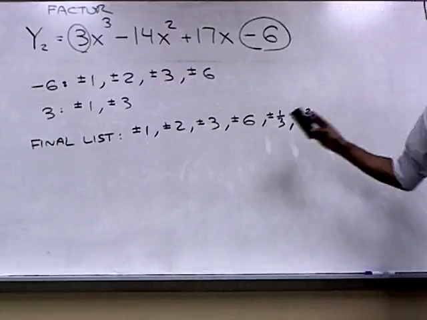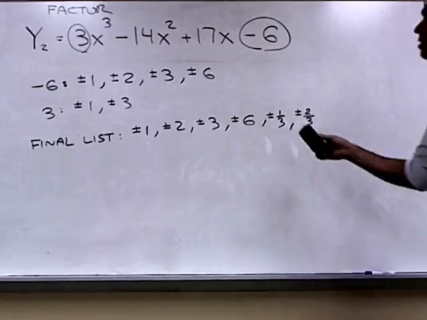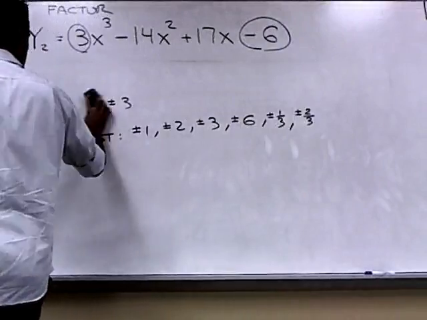So this is my final list. And I will start with 1, then move to -1, then 2, then -2, then 3, then -3, then 6, then -6. And I'm hoping for a 0 somewhere early in this process.